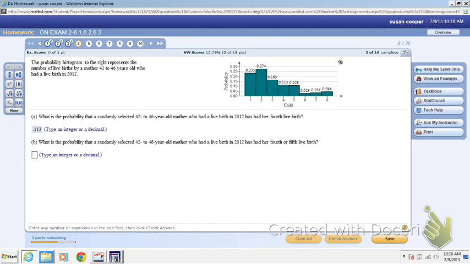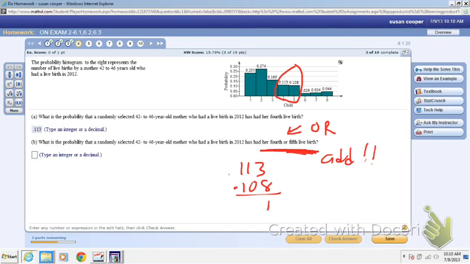What's the probability that a randomly selected mother who had a live birth in 2012 has had her 4th or 5th live birth? Now I'm going to underline something there. We know about probability now. 4th or 5th, or means union, means add. You're going to be adding two probabilities together. So basically the 0.113 and the 0.108, these two probabilities right here, we're going to add those together. 0.221.